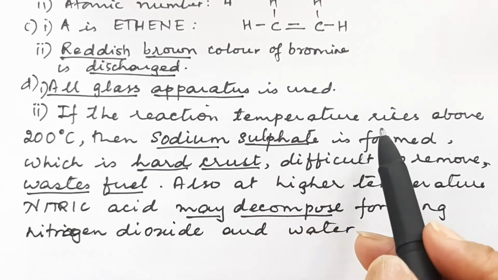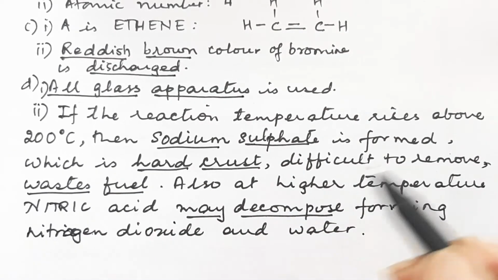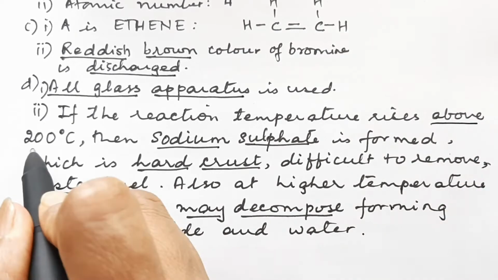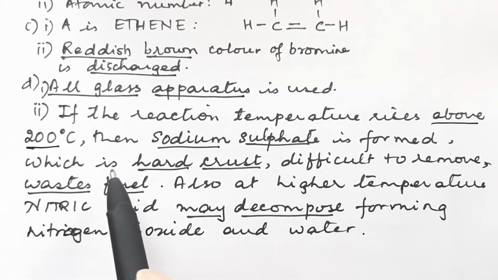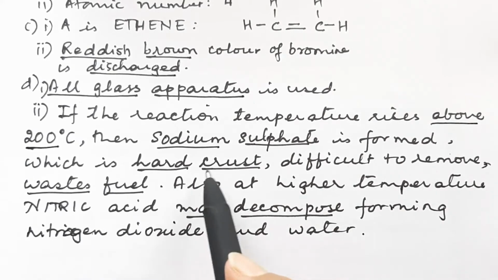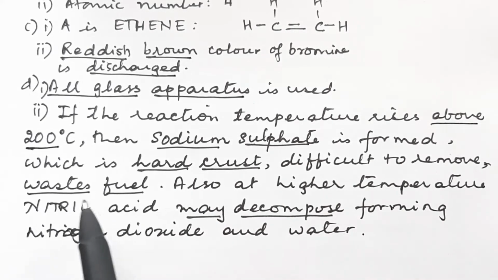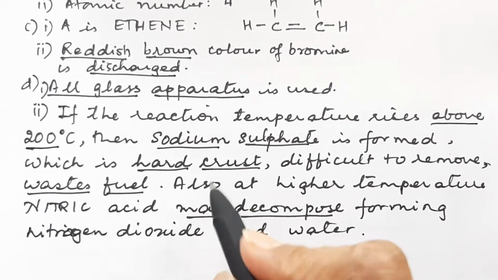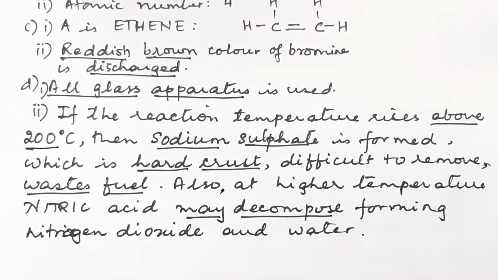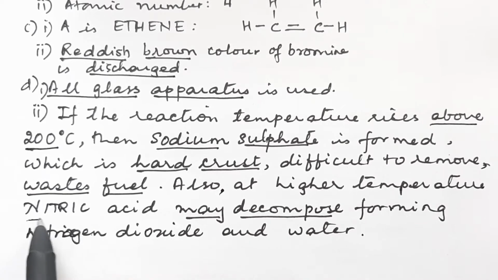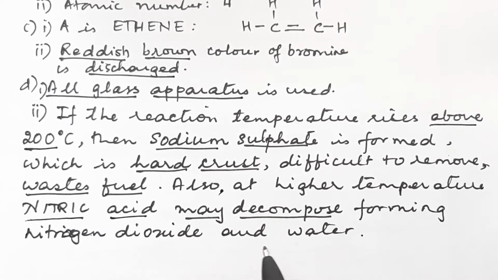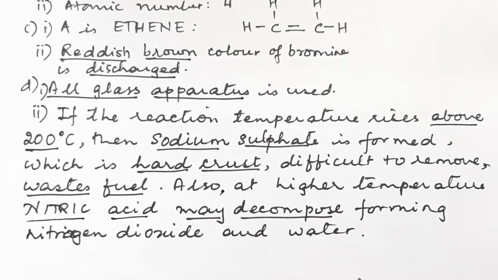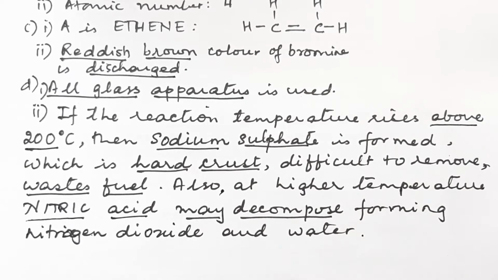If the reaction temperature rises above 200 degrees C, then sodium sulfate is formed, that is Na2SO4, which is hard crust, difficult to remove, it wastes fuel, and also at higher temperature nitric acid may decompose forming nitrogen dioxide and water. So that is why the temperature is kept less than 200 degrees C.